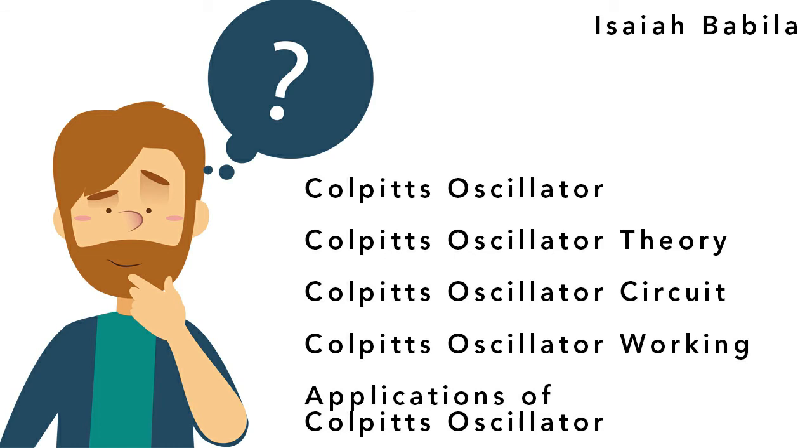The formula for resonant frequency is equal to 1 over 2 pi square root of L1 times C, where C is the equivalent capacitance of the series combination of C1 and C2 of the tank circuit. It is given as C1 in series with C2, and L1 represents the self-inductance of the coil.